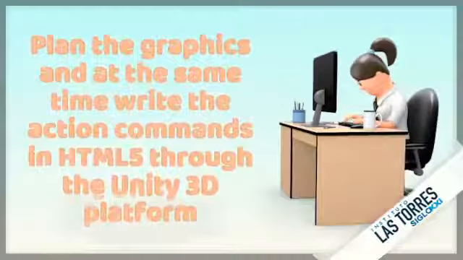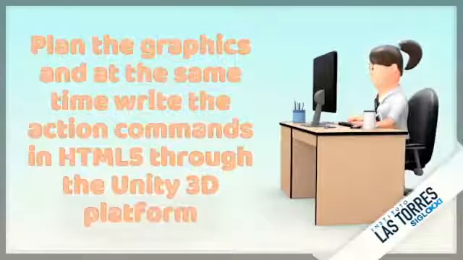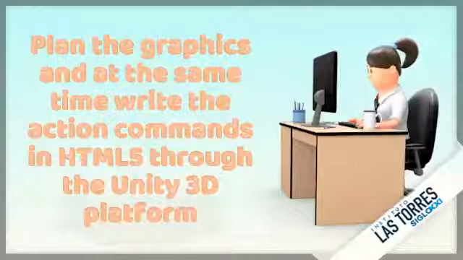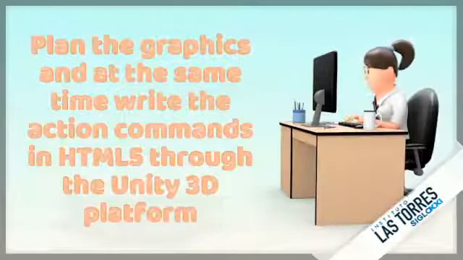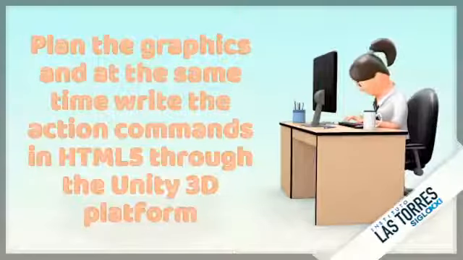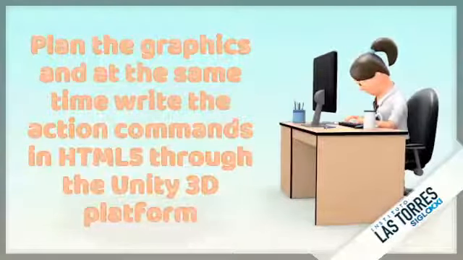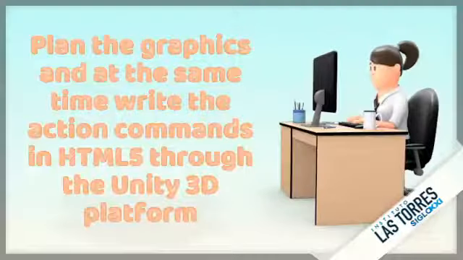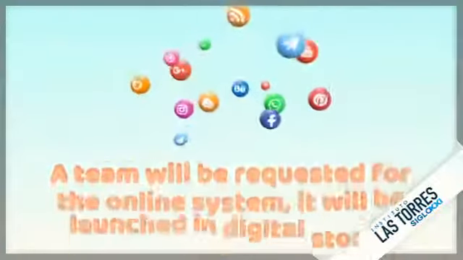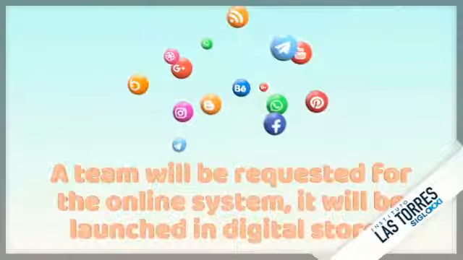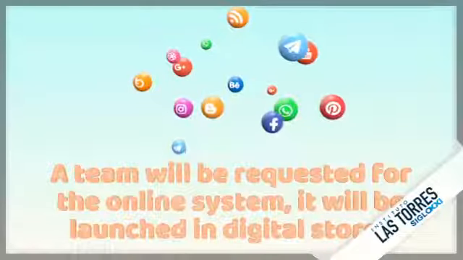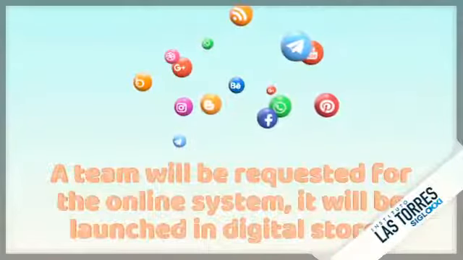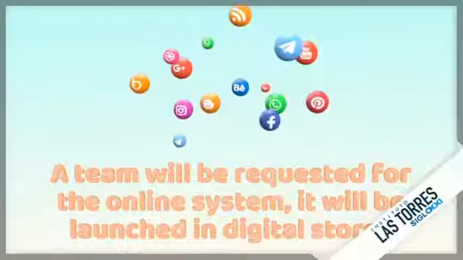The first thing to do to develop the application is to plan the graphics and at the same time write the script of the actions that the characters will perform. The type of programming that will be chosen is HTML5 through the Unity 3D platform. It is an interface that will facilitate the work. Later, if help is needed for the online interaction part, a specialized team will be requested.